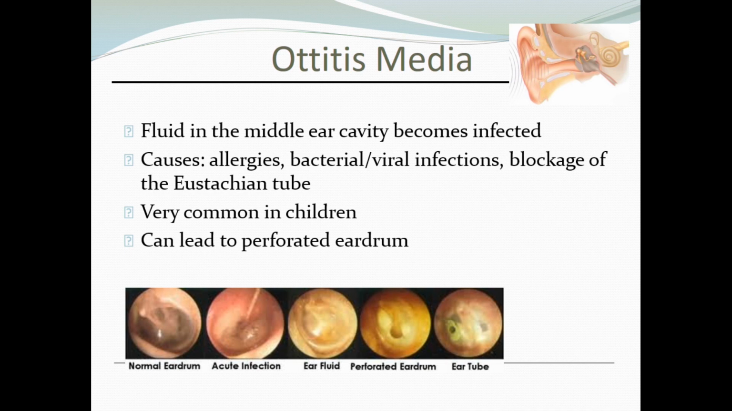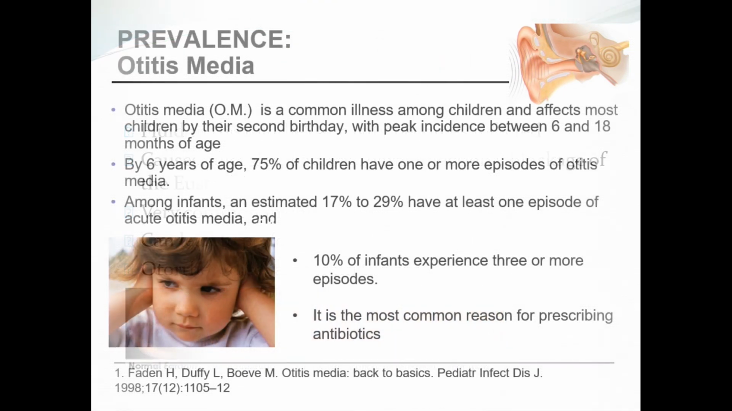Now, if it gets bad enough and not treated, guess what happens? It perforates, it blows up your eardrum. There's a hole because the pressure gets so hard that it just bursts your eardrum. And then you get discharge from the ear. Rhea means discharge, by the way, and oto, of course, means ear. Children get it a lot. By the age of 6, 75% of children will have had at least one ear infection, if not more. And infants, about 17 to 29%.